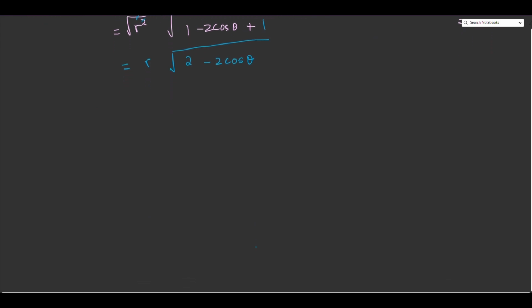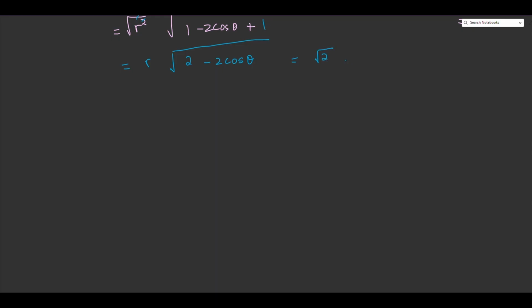Again we want to simplify this. This becomes square root of 2, because we can take square root of 2 outside as a common factor, and inside we will get 1 minus cosine of theta. Again we have to simplify this, because we do not have any formula to integrate this thing.